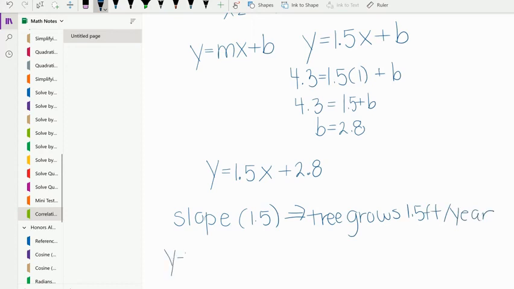And then for the y-intercept, we know the y-intercept is 2.8. What is the y-intercept? That is the initial height of the tree. So that means that the tree was 2.8 feet when it was planted. Okay, so this is correlation and, again, line of best fit, which is exactly what your homework will be on tonight.